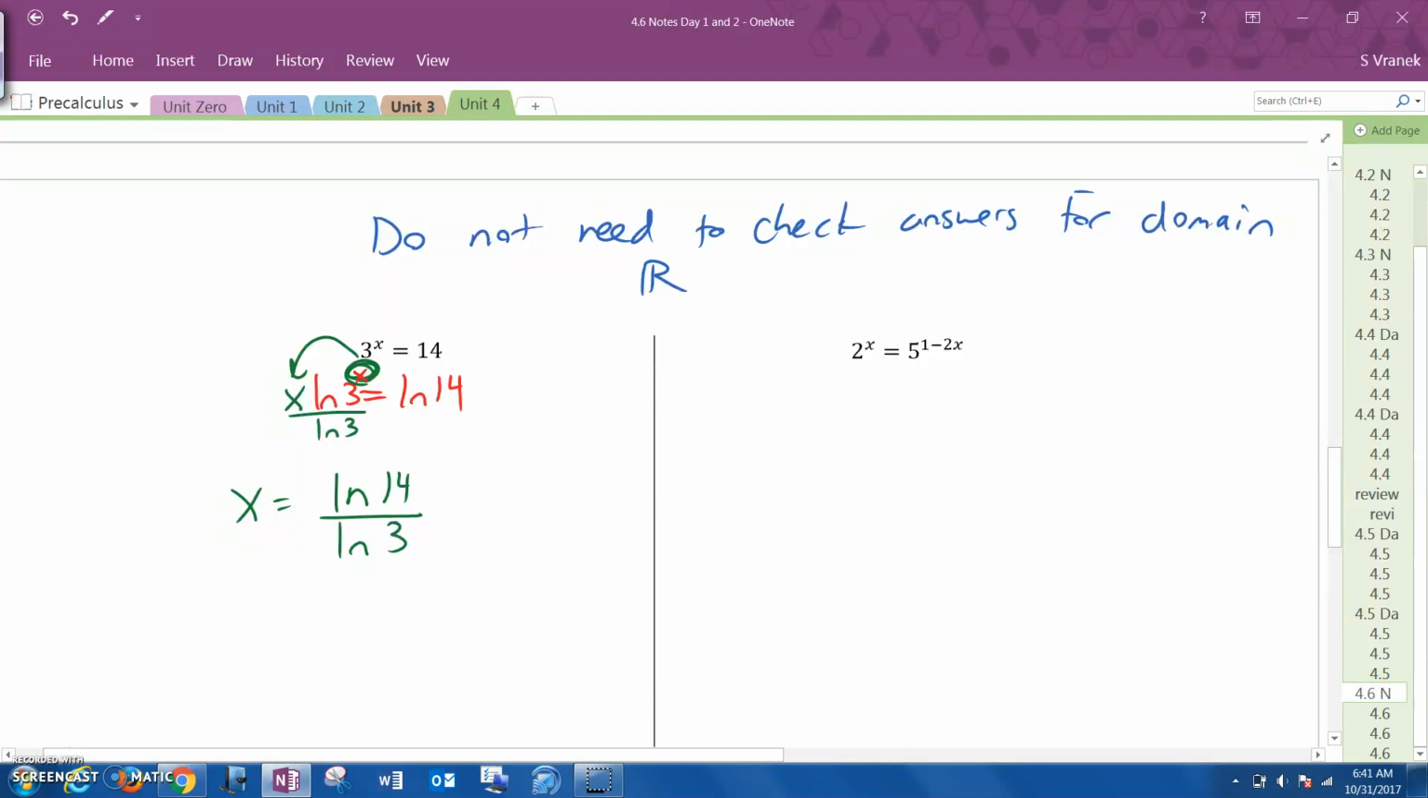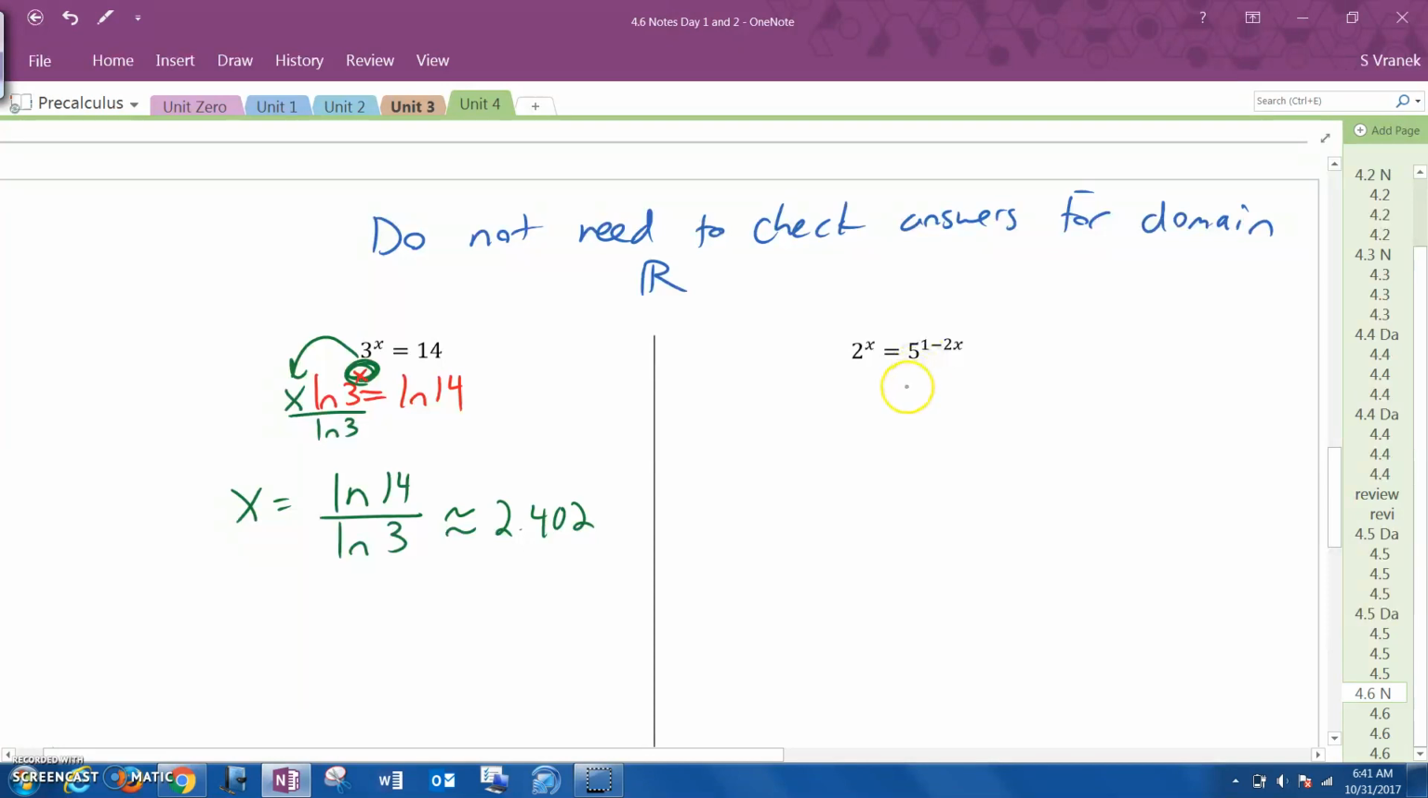Now, you could also type this into your calculator to get the approximate answer. And if you type this into your calculator, and you guys want to check this, natural log of 14 divided by natural log of 3 should give you approximately 2.402. Now, if I said leave it as exact, I'd want this answer, but if I say round it to 3, I'd want that answer.